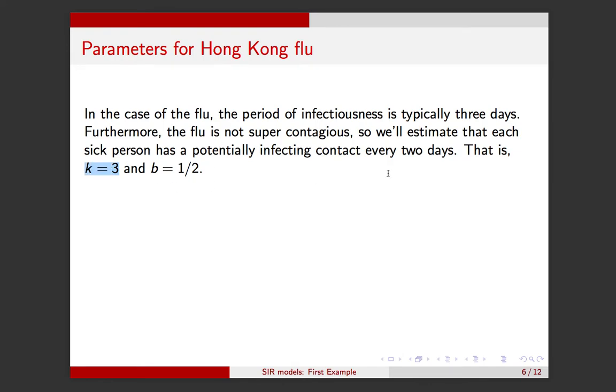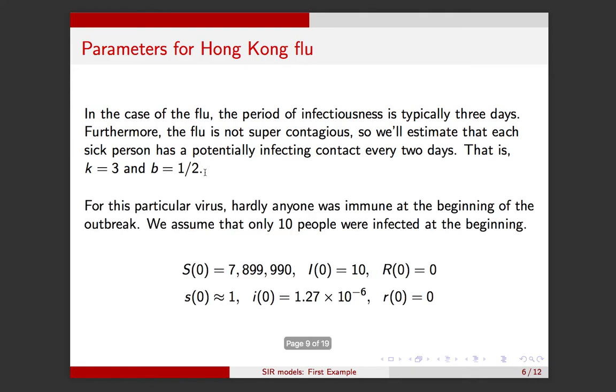We'll assume for now that each sick person has a potentially infecting contact every 2 days. So once every 2 days, an infected person has a contact sufficient to spread the disease. The flu is not super contagious relative to other diseases like coronaviruses, like SARS or like COVID-19. So this is a relatively low B value.